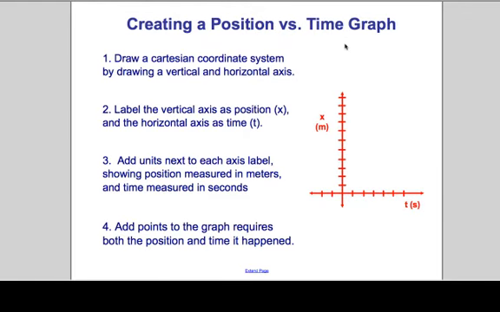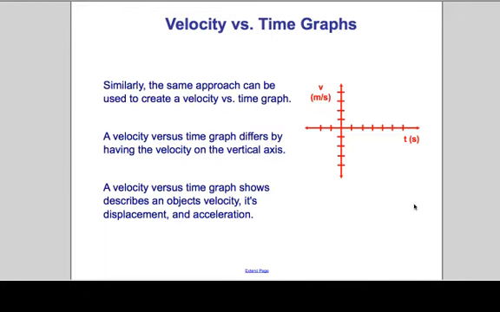When we're creating position versus time graphs, we use a Cartesian coordinate system. X is on the y-axis, the location or position is on the y-axis, time is on the x-axis. We label the units in parentheses, so x is in meters, time is in seconds, and we add points, and it lets us know what's happening to the position as time goes by, or as time progresses.